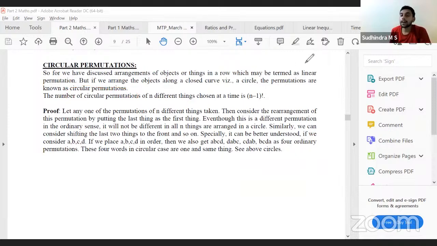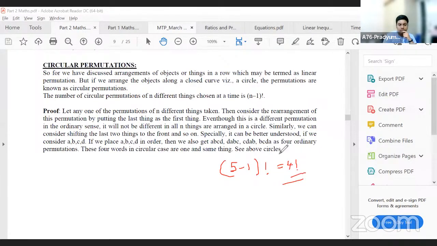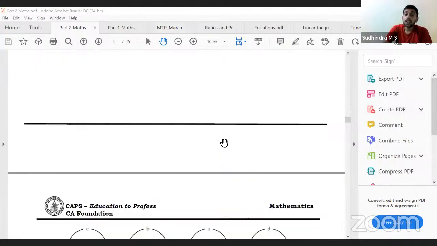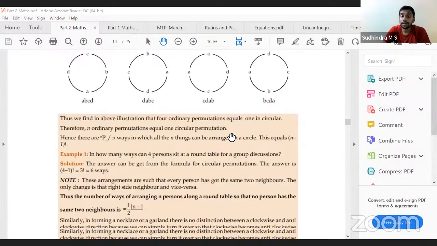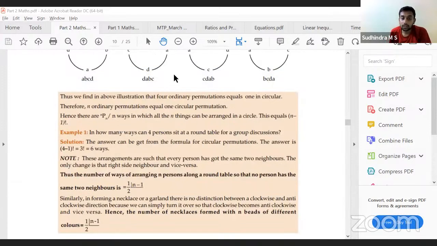If we have 5 people and I want to arrange them in a circle, it can happen in how many ways? 5 minus 1 factorial ways, 4 factorial ways. So normal permutation is n factorial by n minus r factorial, but in case of circular permutation, it is n minus 1 factorial. In how many ways can 4 people sit around a table? 4 minus 1, 3 factorial, 6 ways.